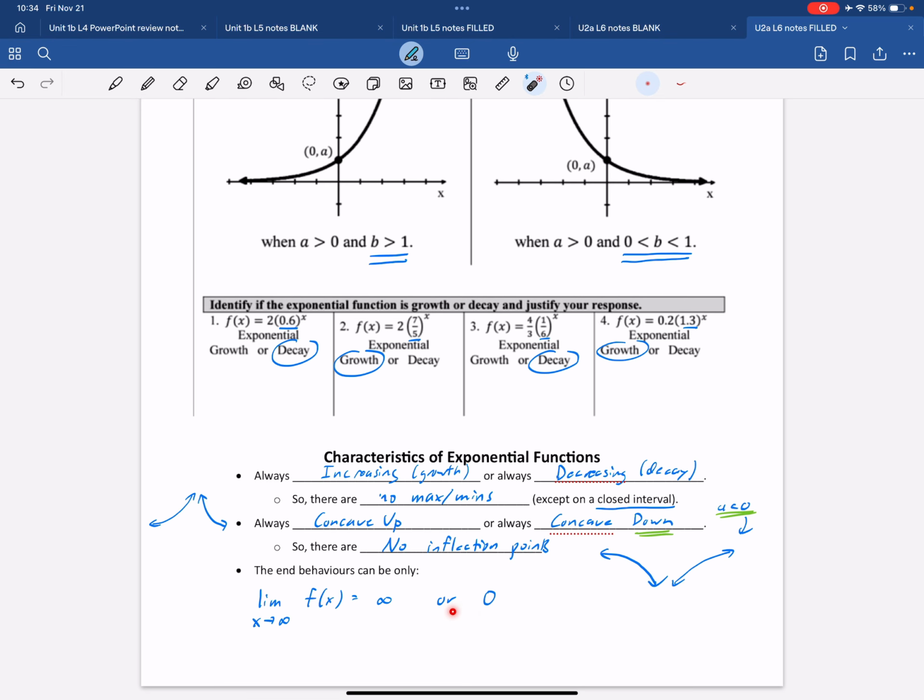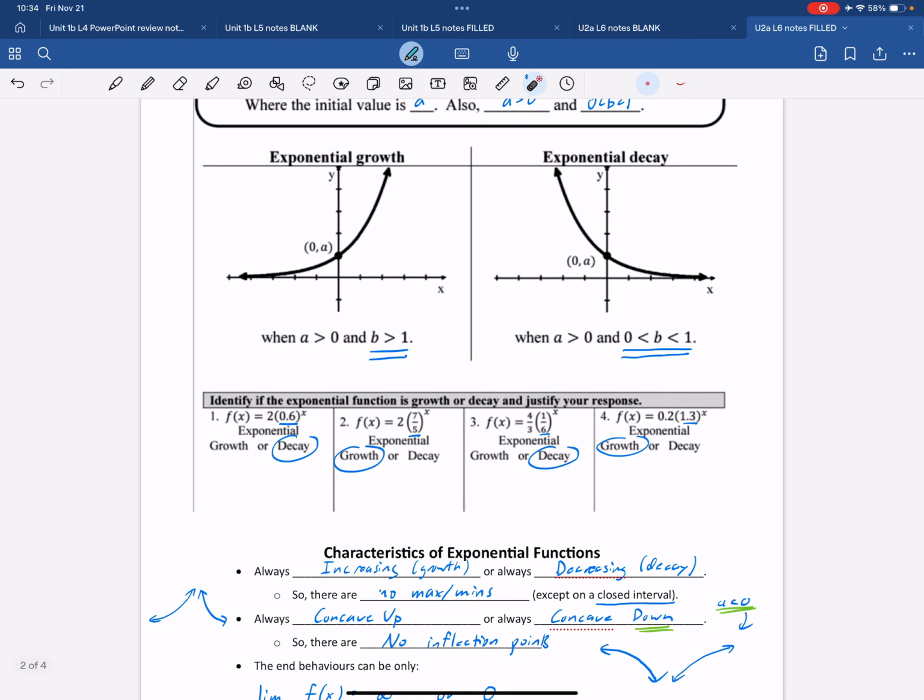When would the limit as x goes to infinity equal 0? Well, that's if we have decay. As we go further and further to the right, these y values, the function values, approach 0.